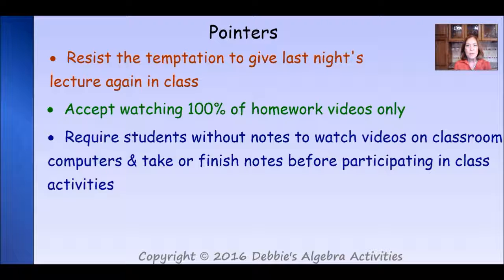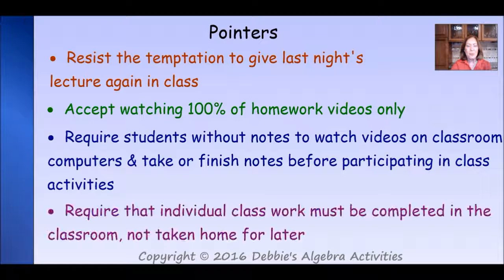A few students may repeatedly do no homework, but most students do not like missing the group activities or being behind in the classwork. The group of no homework students will likely become very small.